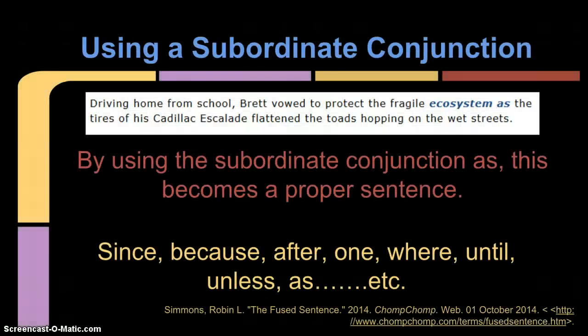Using a subordinate conjunction. In this sentence, the subordinate conjunction as was inserted into the sentence, which now reads, "Driving home from school, Brett vowed to protect the fragile ecosystem as the tires of his Cadillac Escalade flattened the toads hopping on the wet streets." Using as changes this sentence from a run-on to a properly structured sentence.